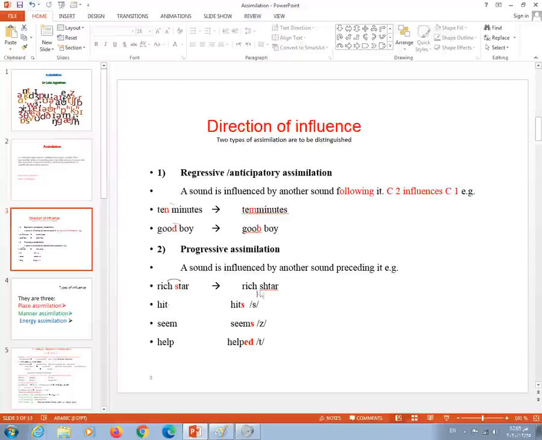Register here, consonant number 1, t, affects consonant number 2, and it becomes s, not z. Look at seam here, it ends with a voiced consonant which is m, and look at the s of seam, it's pronounced as z. So we say seems, because m and z are voiced. This is convenient for us. دي شيء بيريحنا إن الأصوات تكون متشابهة مع بعضها.